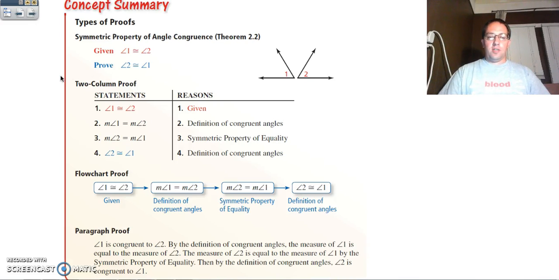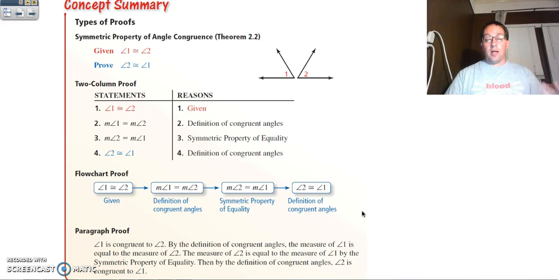Right, so here we have just a summary of the 3 different kinds of proofs. All of these are proving the symmetric property of angle congruence. Prove that if angle 1 is congruent to angle 2, then angle 2 is congruent to angle 1. First as a 2-column proof, then as a flow proof, and finally as a paragraph proof right down here. All right. So you see they all have the same information. The difference is how it is presented.